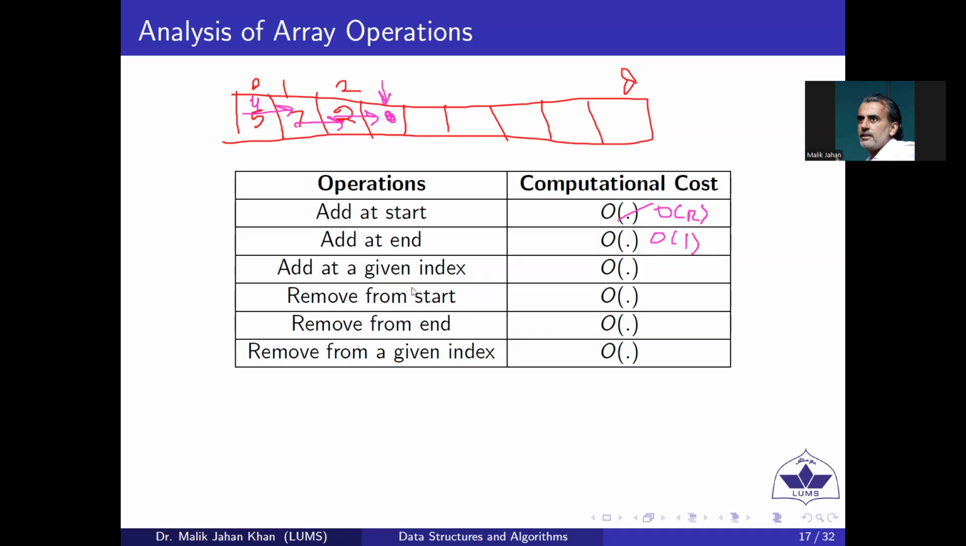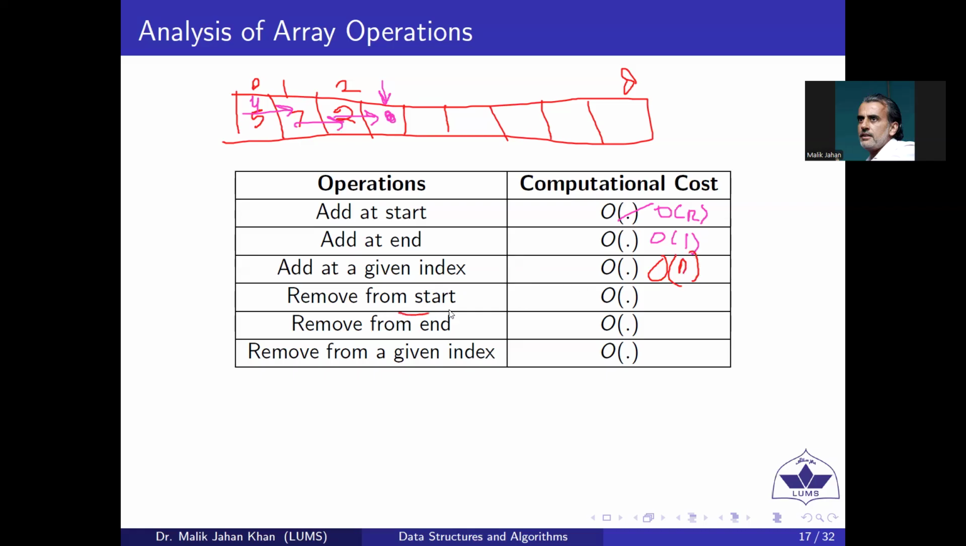Okay, now, what about adding at a given index? If you have to add an element at a given index, what will be the cost in terms of big O? In the worst case, that index could be 0. So if the index is 0, then we need to shift all those elements. In terms of big O, we should always represent our complexity in terms of the worst case. So in the worst case, this has to be n because it might involve a lot of shift operations.